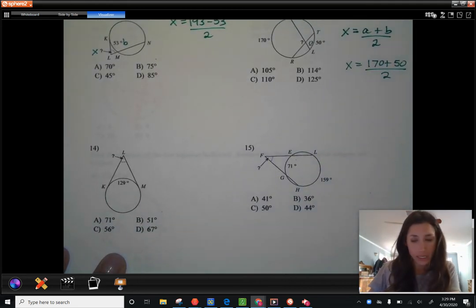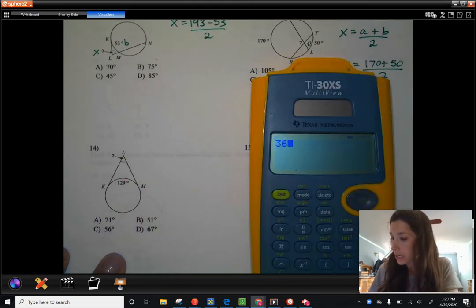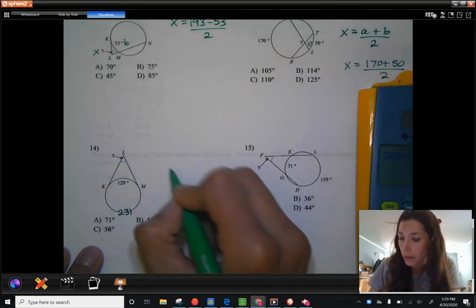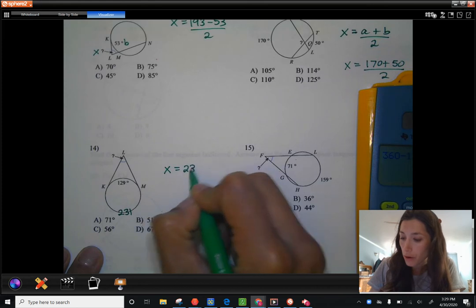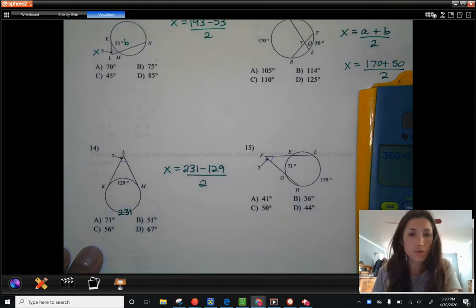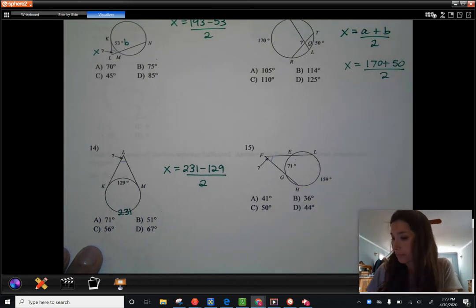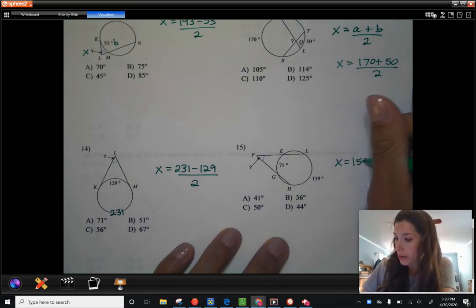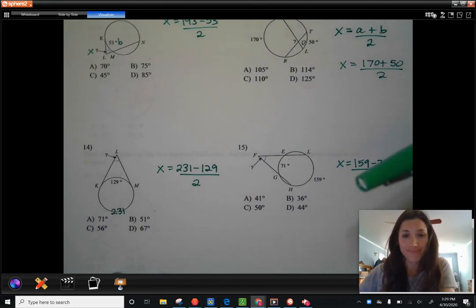Question 14. So I would start out by taking 360 and subtracting the 129. That's going to be 231. So your outside angle is just going to be 231 minus the 129, all divided by 2. And same formula here. We've got 159, we're going to subtract 71 and divide by 2.